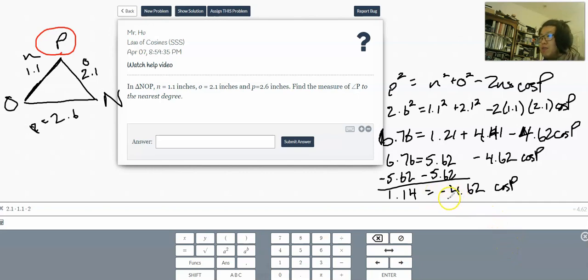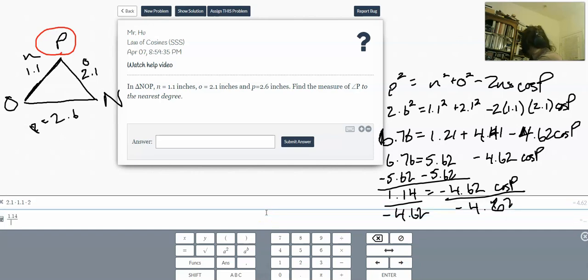And then we just need to divide our whole thing by negative 4.62. So when we divide here, it'll hopefully give us something along those lines. I don't obviously know how to do that mentally, so I'm going to definitely plug it in here. We got 1.14 divided by negative 4.62. Okay, that gives us a nice negative 0.2467. So I'm going to go ahead and move over here. Negative 0.24675. And that is equal to cosine P.